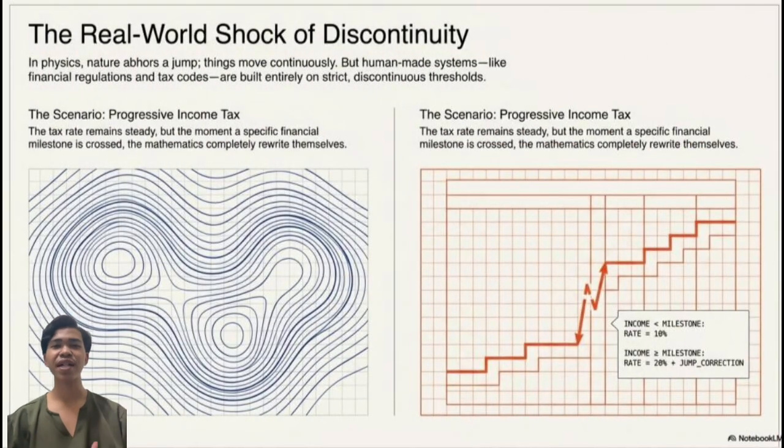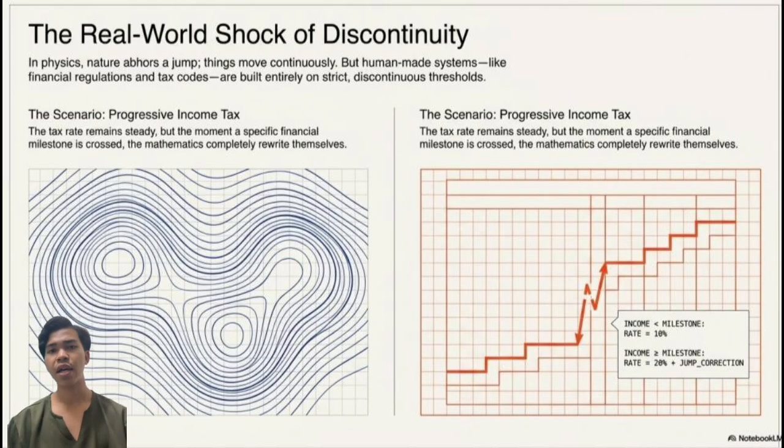Good day everyone. Today I want to explore a fascinating concept: the real-world shock of discontinuity. In the world of physics, nature generally follows a continuous path, meaning things move and change smoothly. However, human-made systems, specifically financial regulation and tax code, operate very differently. They are built on strict discontinuous thresholds where the rules change instantly.